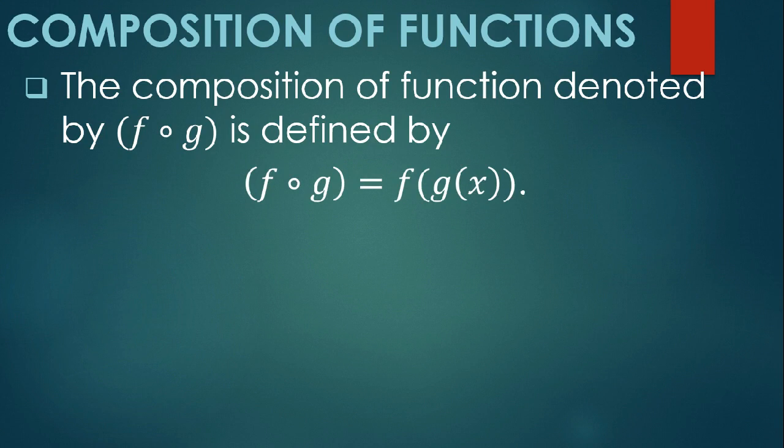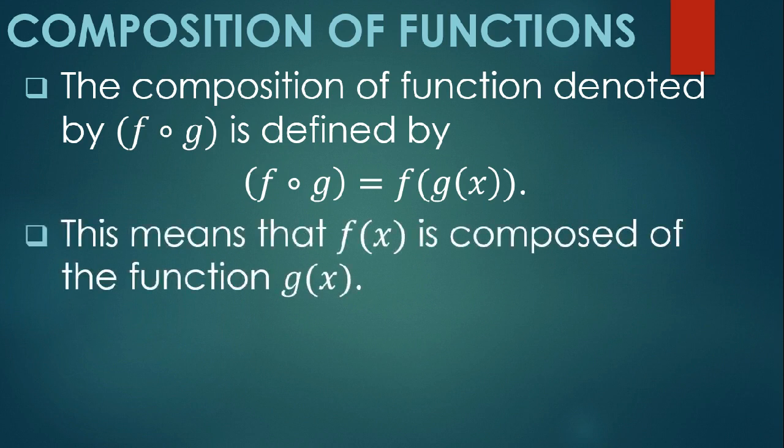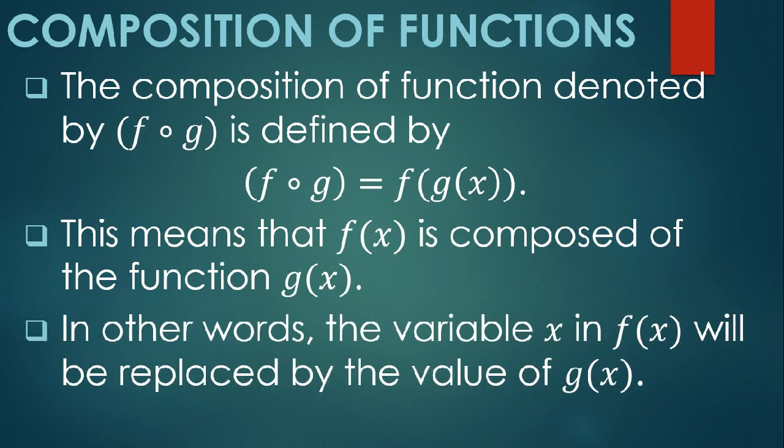So anong napansin ninyo? Ang input value natin ay hindi na constant term kundi another function. So ang pinapasok natin sa ating naunang function ay yung pangalawang function. As you can see, yung g ay nasa dulo. So ibig sabihin, kung ano yung nasa dulo, yun parati yung pinapasok natin doon sa variable nung nasa unahan. This means that f of x is composed of the function g of x. In other words, the variable x in f of x will be replaced by the value of g of x. Yung entire function g, yung pinapasok natin doon sa x ni function f. Okay?